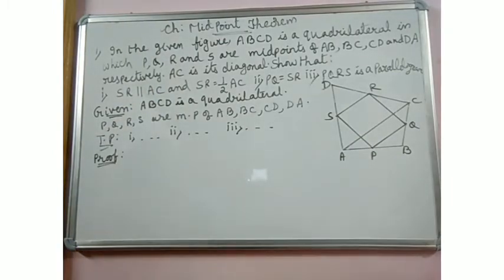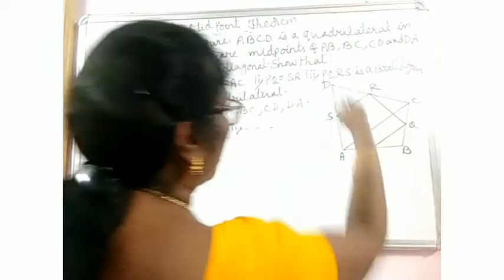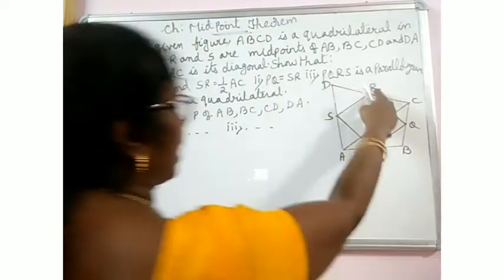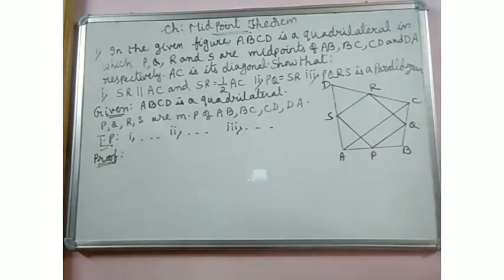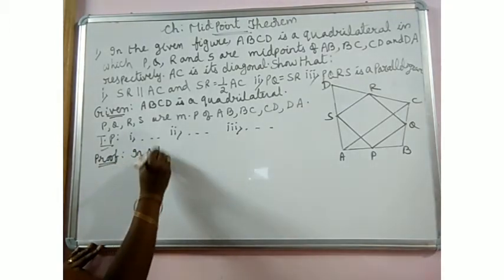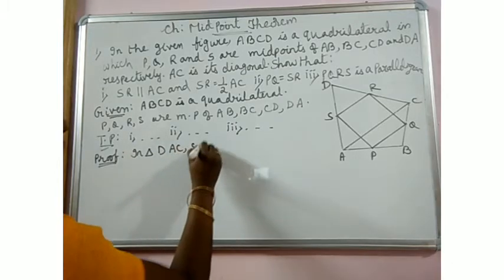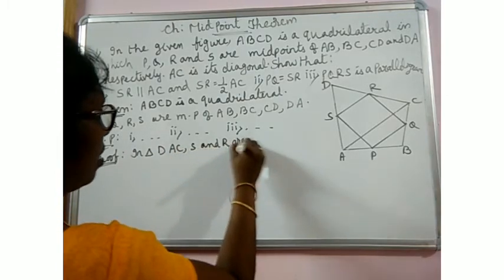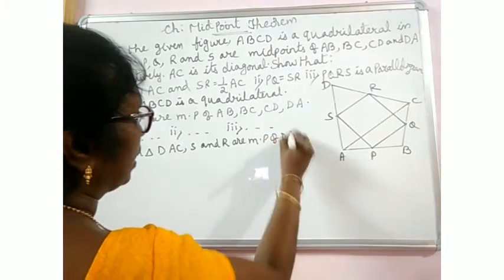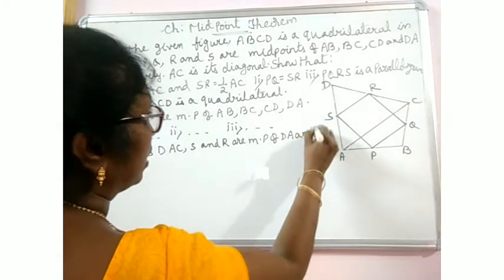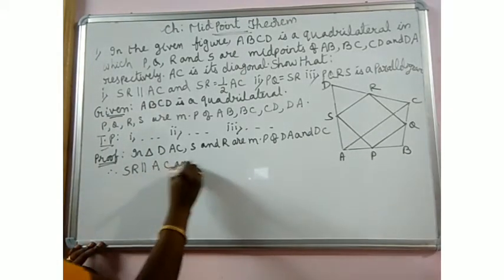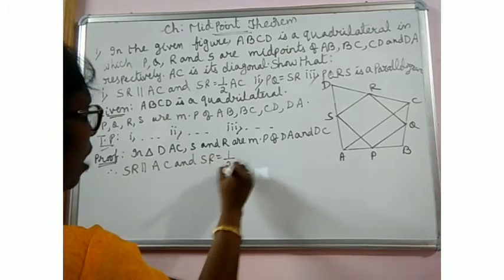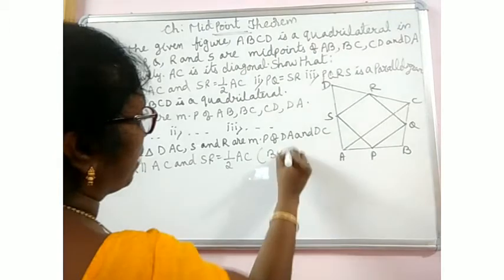Very easily, direct midpoint formula. See triangle DAC. In triangle DAC, S and R are the midpoints of DA and DC. So SR is parallel to AC and SR is half of AC. Direct formula we are getting. Therefore, SR is parallel to AC and SR is equal to half of AC. That is by the midpoint theorem.